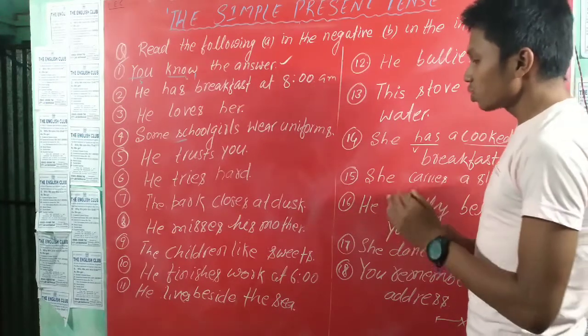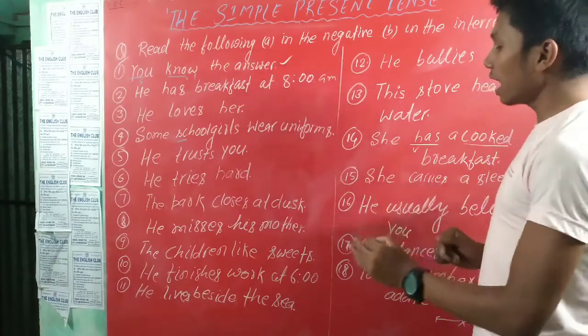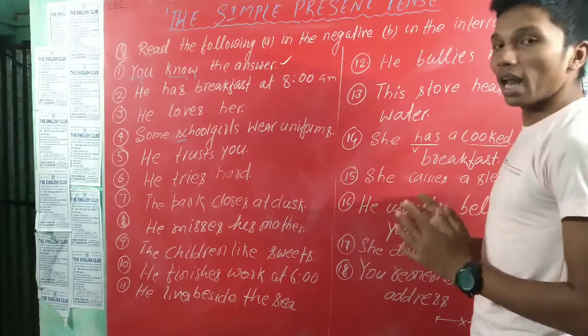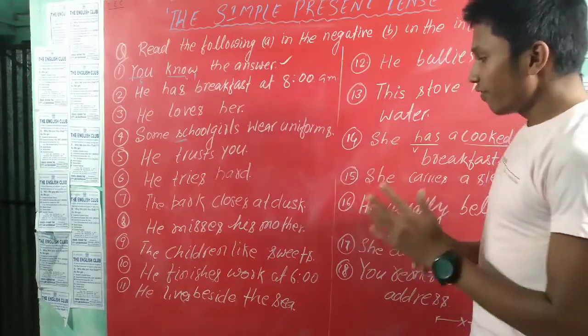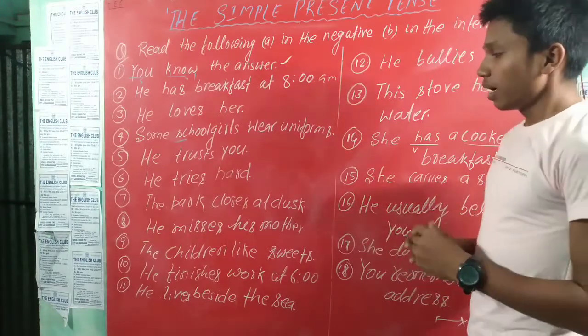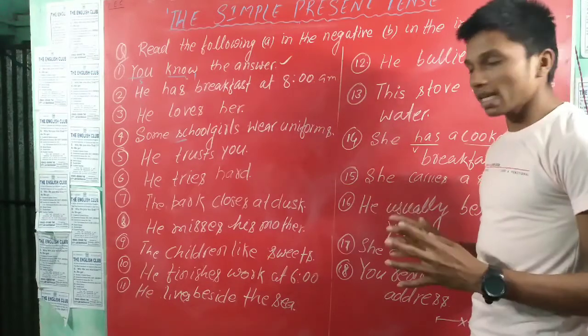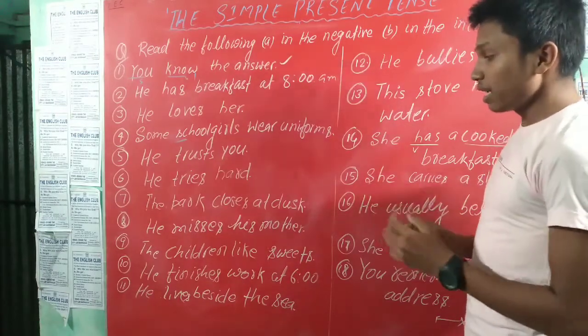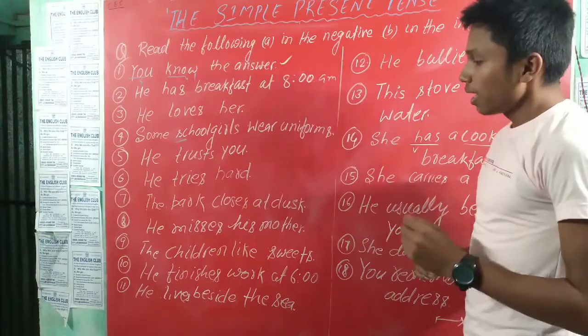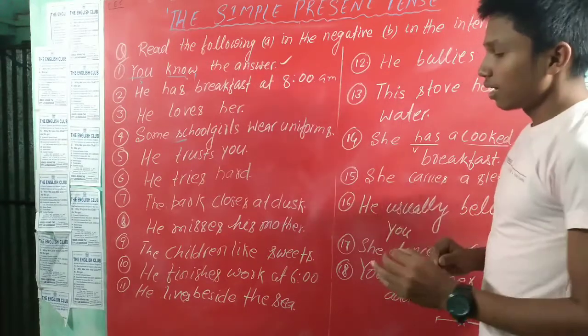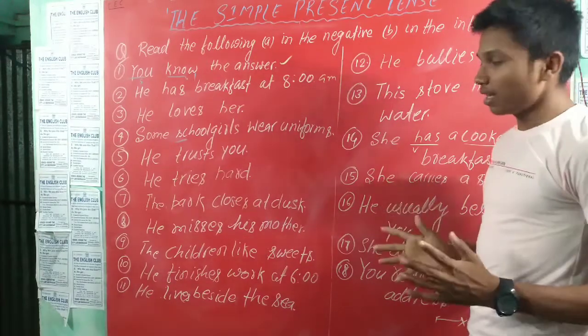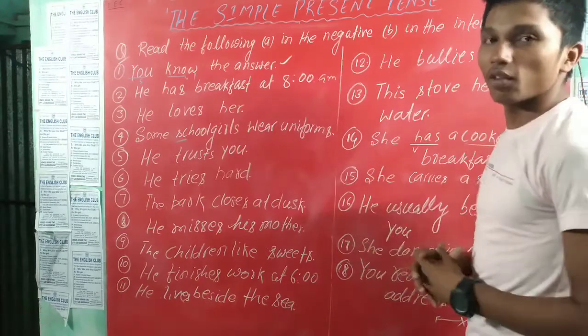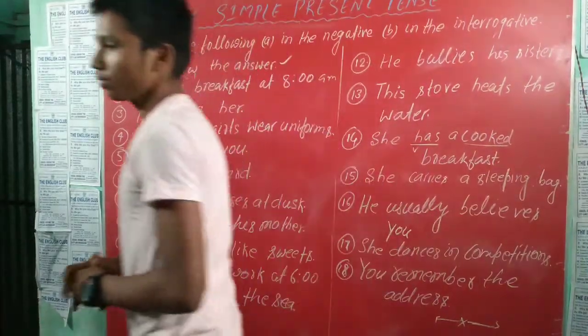The children like sweets. The children do not like sweets. Do the children like sweets? He finishes work at 6 a.m. He do not finish work at 6 a.m. Does he finish work at 6 a.m.? He lives beside the sea. He do not live beside the sea. Does he live beside the sea? Thank you for watching the video.